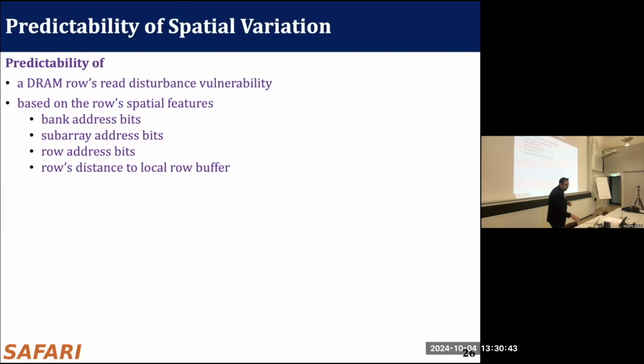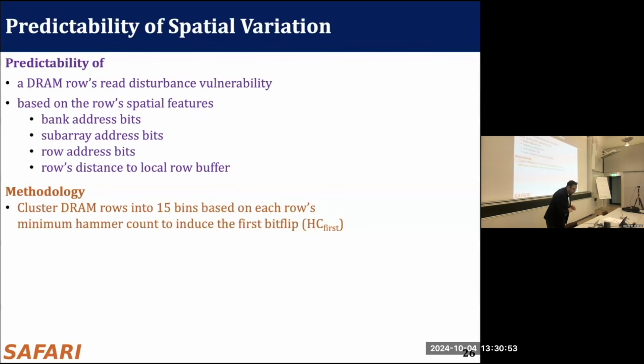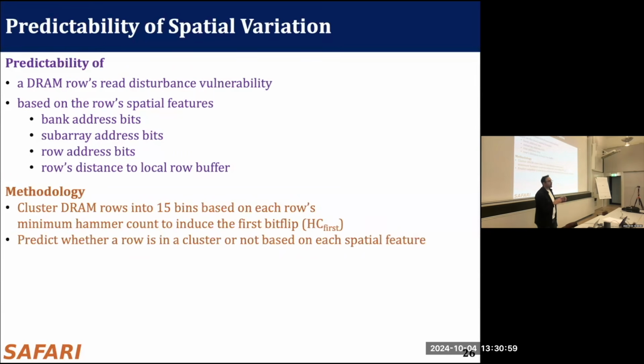Then we looked at whether, based on these features, we can predict the read disturbance vulnerability level of a DRAM row. We clustered DRAM rows into 15 different bins of RowHammer vulnerability, and we tried to cluster them based on these features, basically.